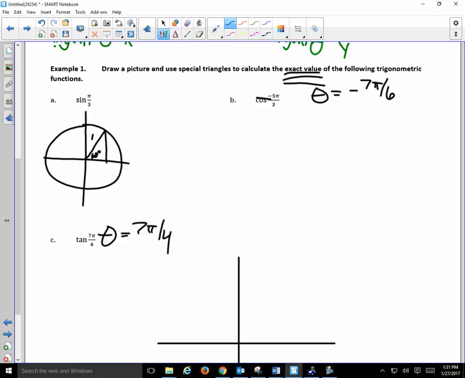What's the radius? 1. If that's 1, what's the bottom part? 1/2. What's the side? Root of 3 over 2. So what is the xy coordinate? 1/2, root of 3 over 2. So sine of pi over 3 is going to be the y value, which is root of 3 over 2. That's the exact value. You were able to calculate it without the use of your calculator.